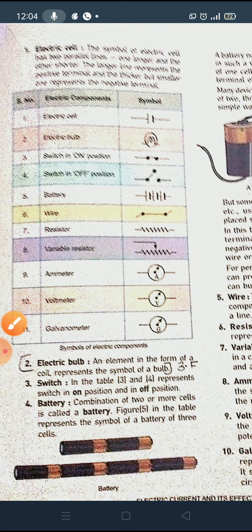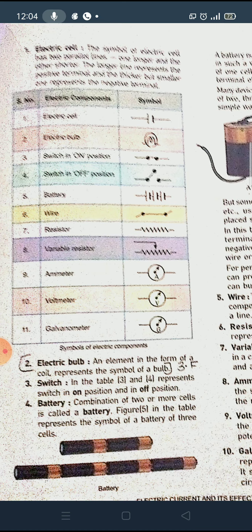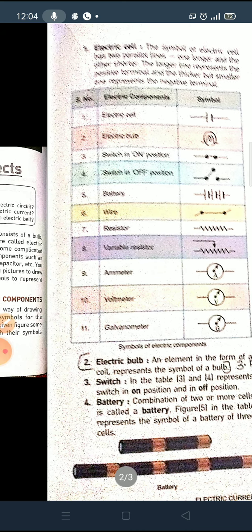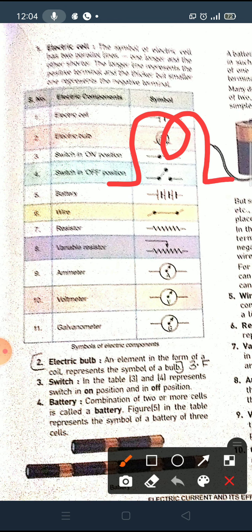Now the second one is the electric bulb. This is the electric bulb diagram. How can we draw an electric bulb? We will draw like that. I am going to show you. We will do this one and this. Okay, so this is the electric bulb symbol, and wherever we are showing an electric bulb, we will not make a bulb diagram, we will make the symbol only.